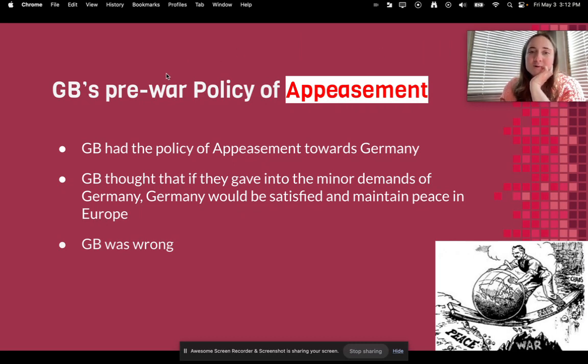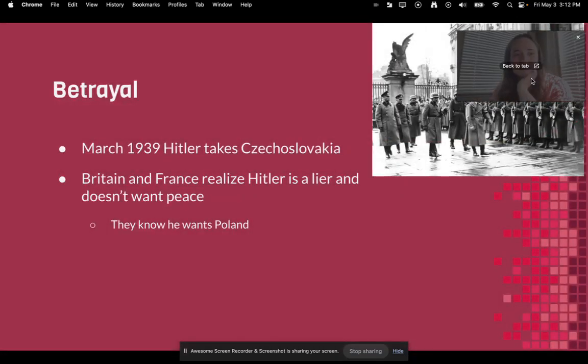So, Great Britain's pre-war policy of appeasement. Great Britain had the policy of appeasement towards Germany. Great Britain thought that if they gave in to the minor demands of Germany, like taking Austria, Germany would be satisfied and maintain peace in Europe. But as we know, Great Britain was very wrong about that.